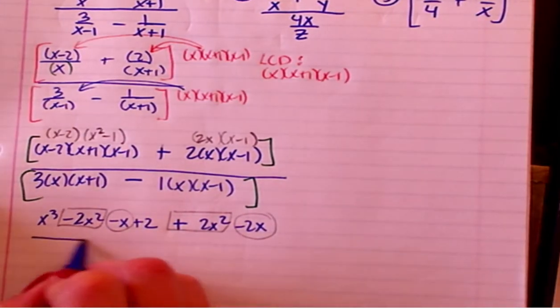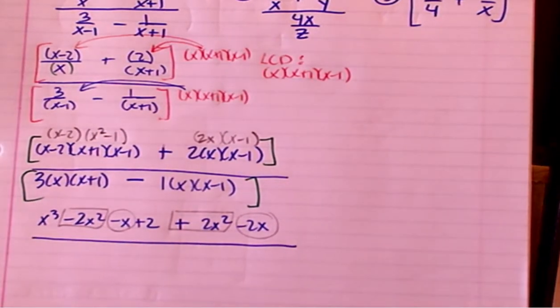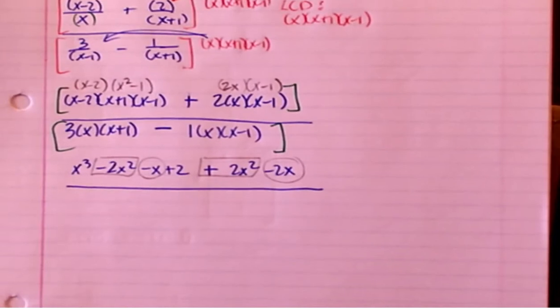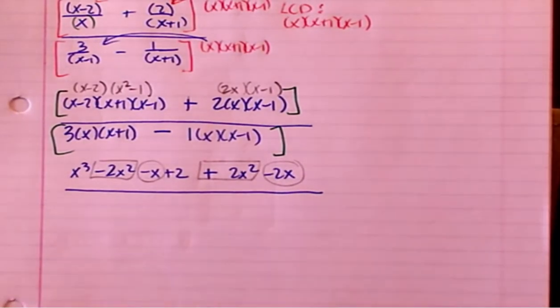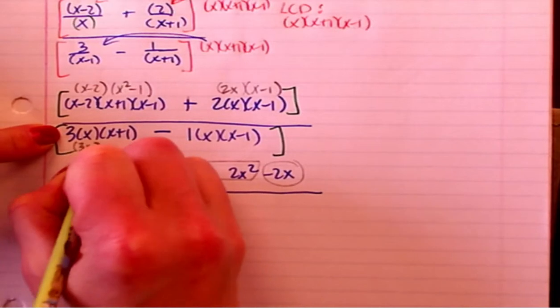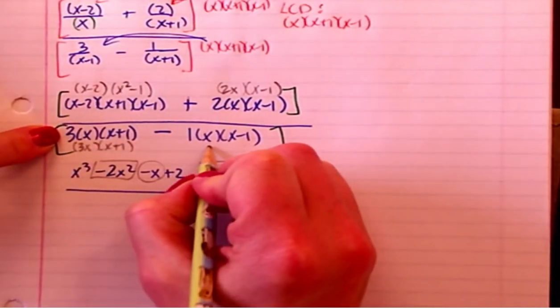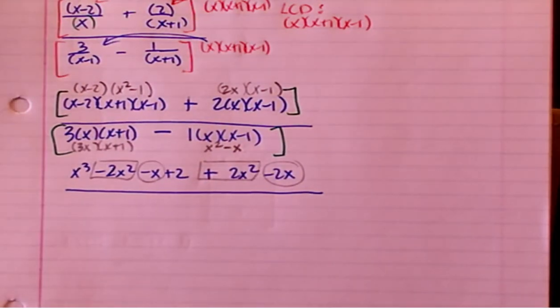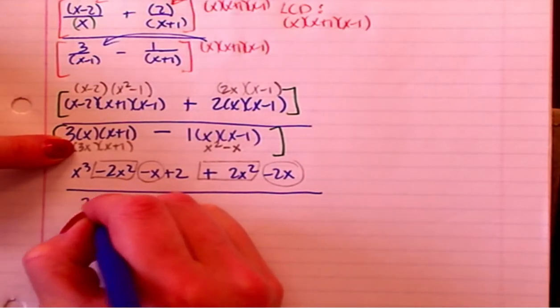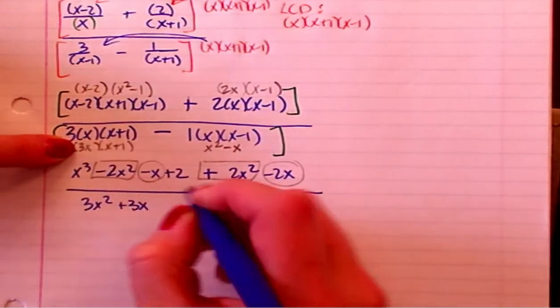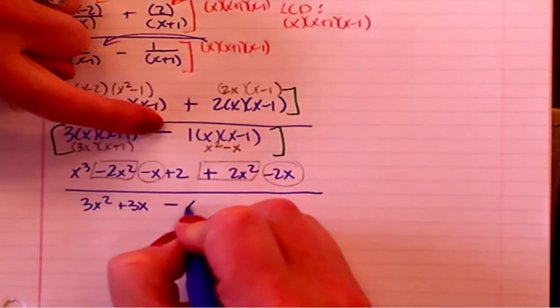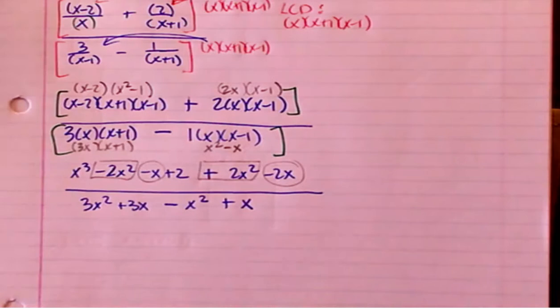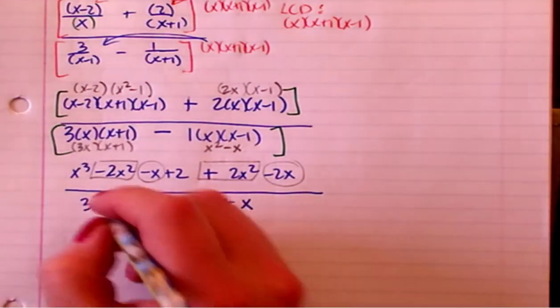Now, I still haven't done my denominator yet. Okay, so I'm going to do my denominator. Okay, I'm going to pick 2 at a time. So 3x, x plus 1, and then this one is just x squared minus x. Leave a little bit of space. There's a couple steps of simplifying or multiplying here. So we get 3x squared plus 3x, subtract x squared, and then add x. All right, so I'm looking for my like terms.